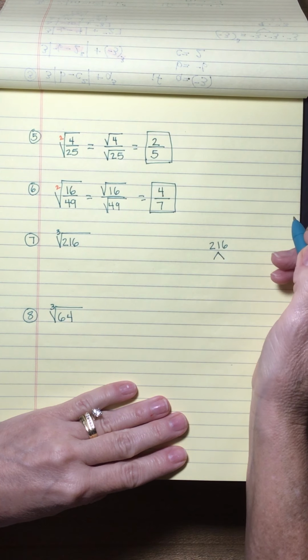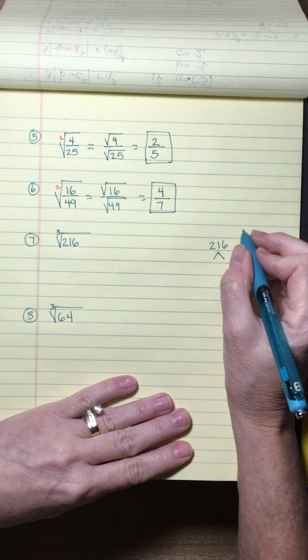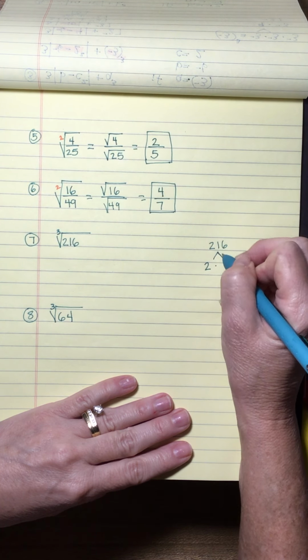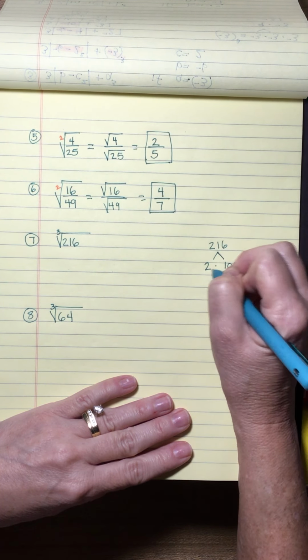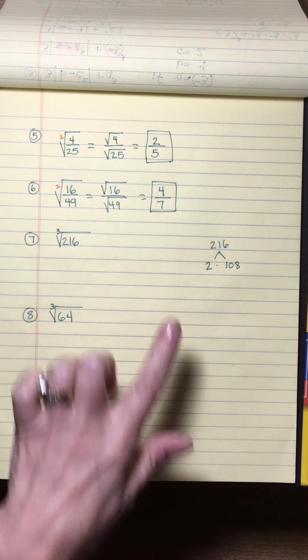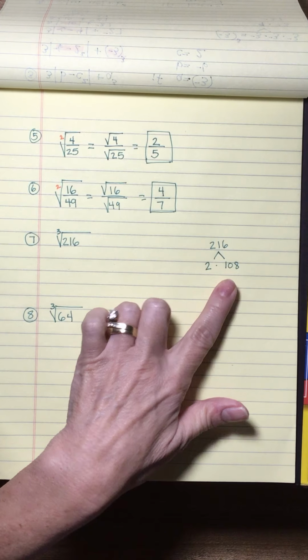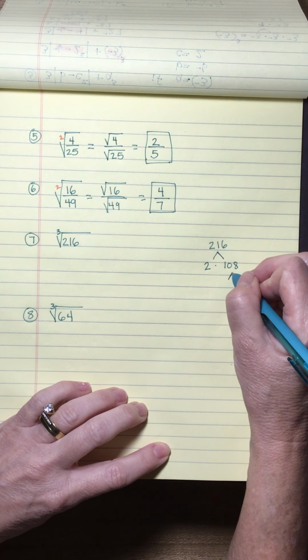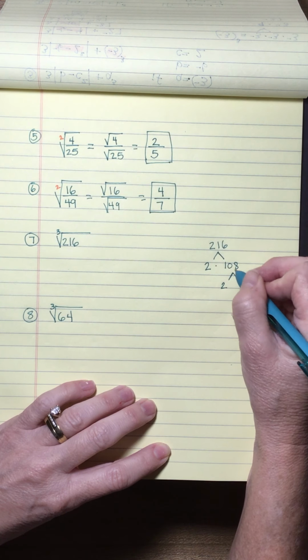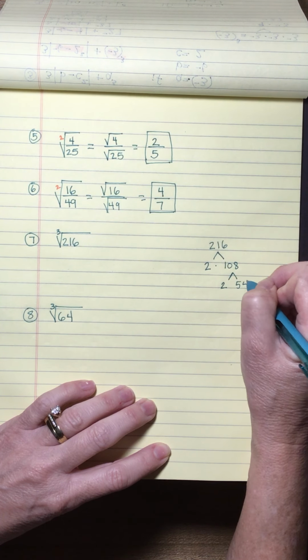So I see that that is an even number, so I'm just going to start there. I'm going to cut it in half, so that will be 108. So 2 times 108. 2 is already a prime factor, so we'll leave that be. We're going to work with 108. And I see once again that that is an even number, so I'm just going to cut it in half. So that will be 54.